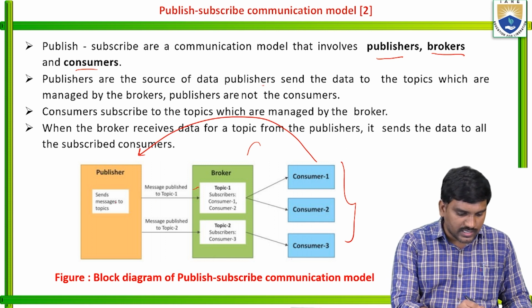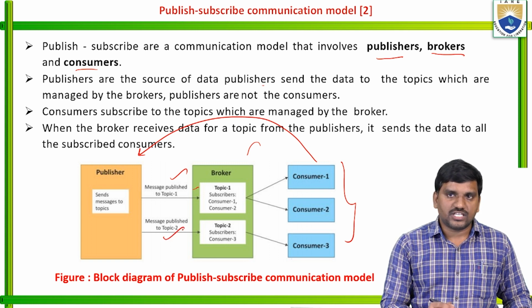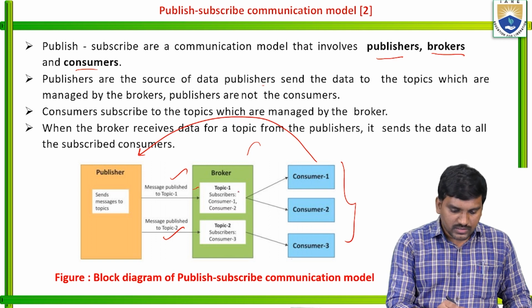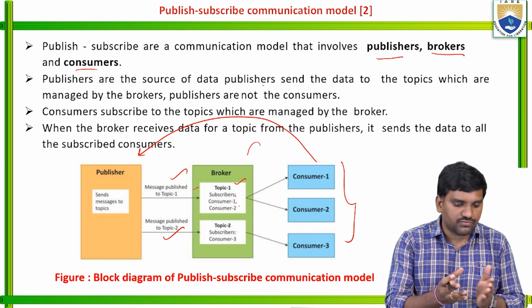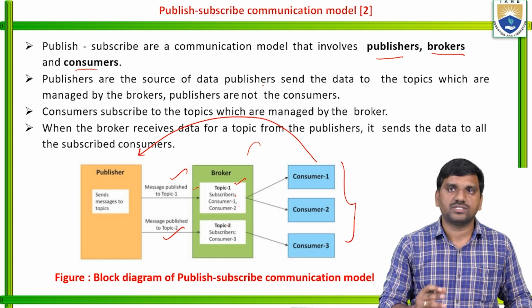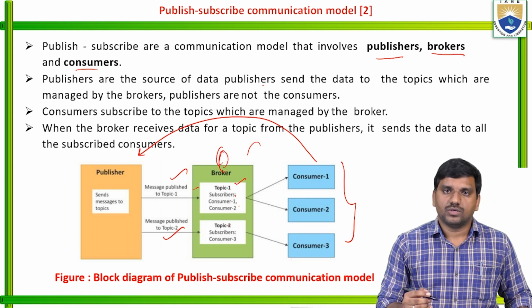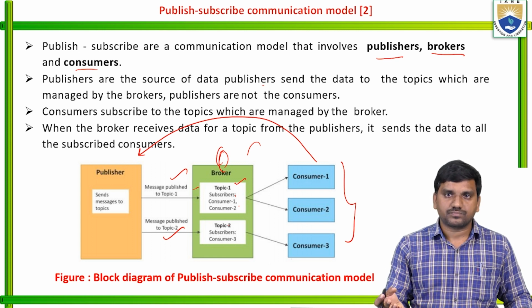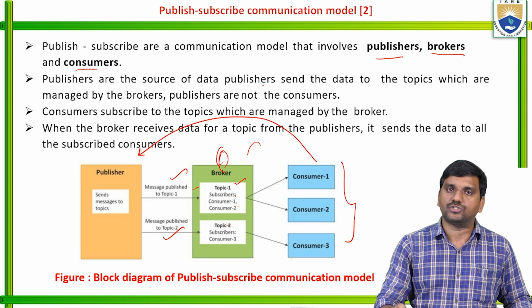In this diagram, the publisher sends messages to the topics, topic 1 and topic 2. A message is published to topic 1, and a message is published to topic 2. Subscribers 1 and 2 subscribe to topic 1, and consumer 3 to topic 3. This is the way of data processing from publisher to consumer in the publish subscribe communication model through the intermediate person, that is the broker. So this is the second communication model in IoT, publish subscribe. The communication is going on among three parameters: publishers, brokers and consumers.